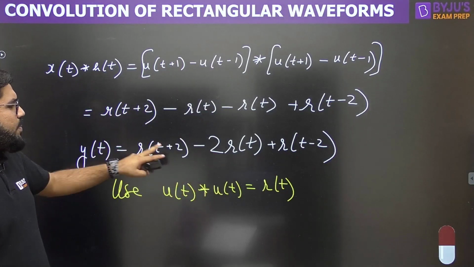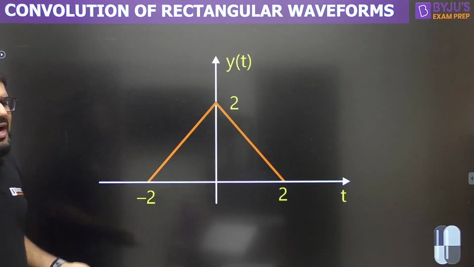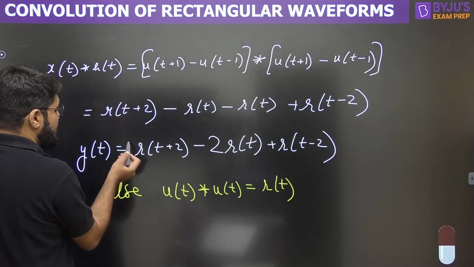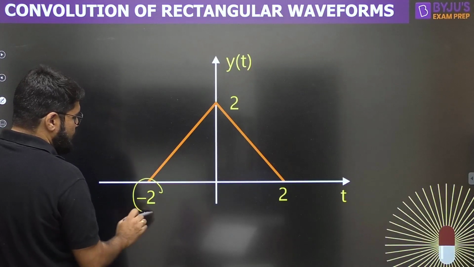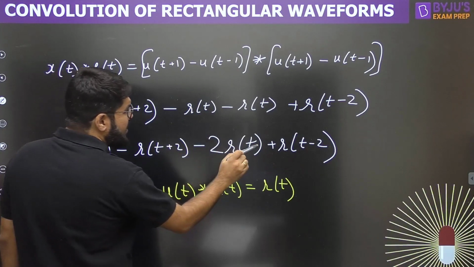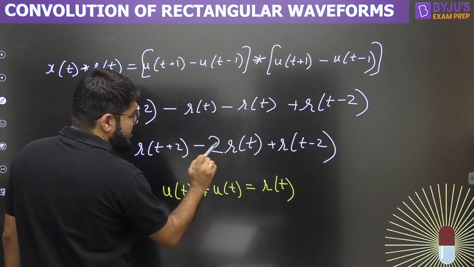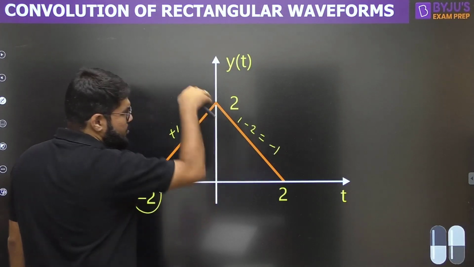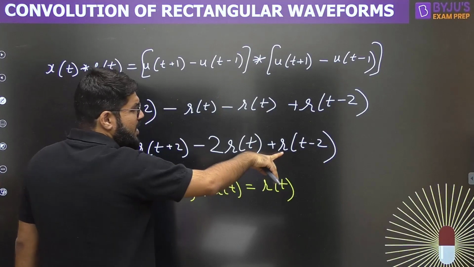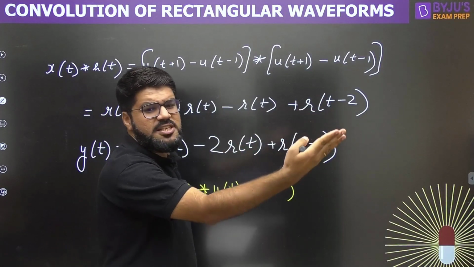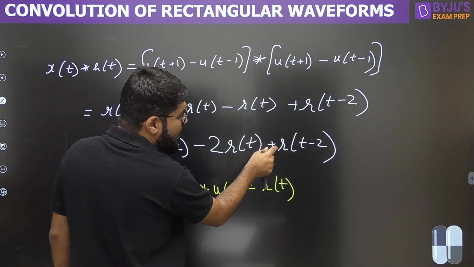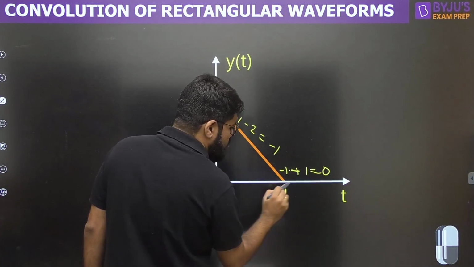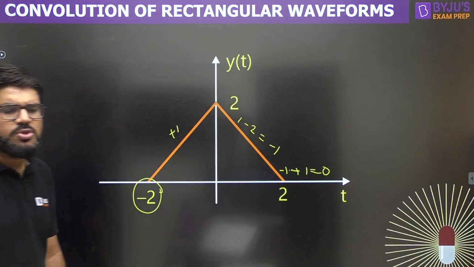We get this waveform: r(t+2) minus 2r(t) plus r(t-2). After sketching the ramps, we get r(t+2), a ramp with unit slope starting at t equal to -2. Then r(t) starts from the origin with slope -2. So already the slope is 1, now the slope becomes 1 minus 2, that is -1, a negative slope. Next is r(t-2), right shifted, starting at t equal to 2, with slope +1. So -1 plus 1 gives 0 slope, and after 2 you are running along the x-axis with 0 slope.